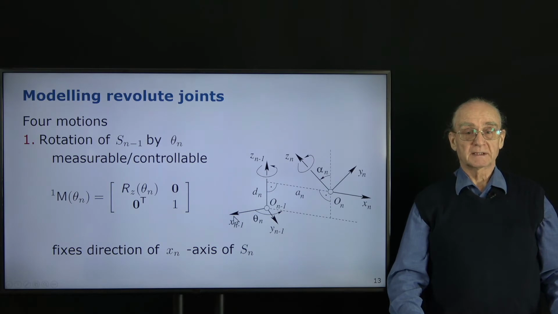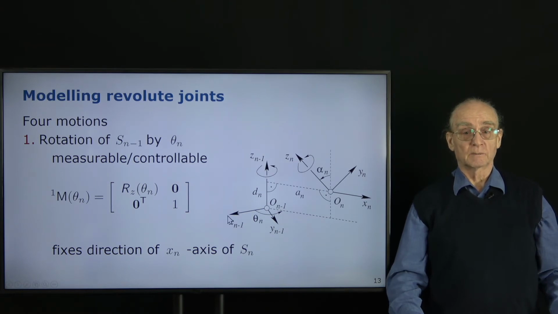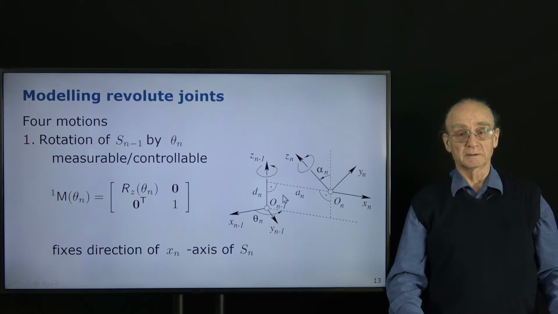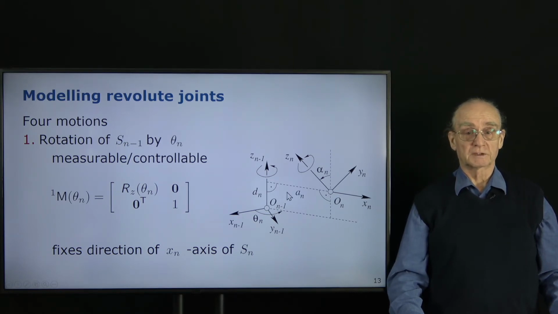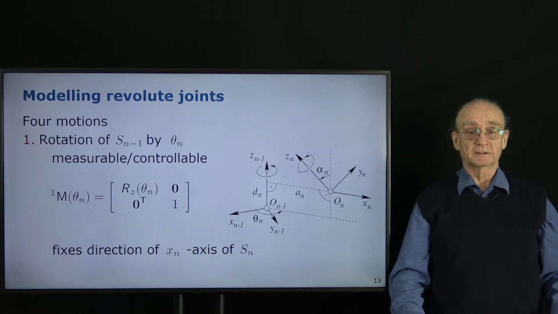That means the xn-1 axis moves here. This is actually also the direction of the xn axis. So this is, so to say, the first rotation. So the Zn-1 axis stays, the xn-1 axis rotates into this direction, and the y-axis in this direction. So that's the first parameter. That's the theta n, which is actually what we later use for describing the motion of a robot arm.